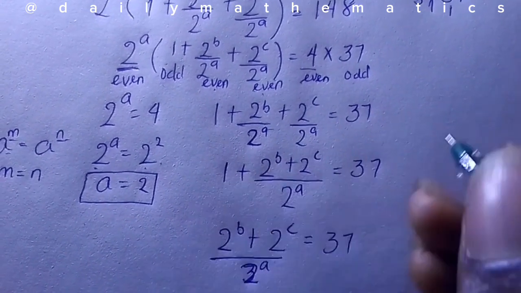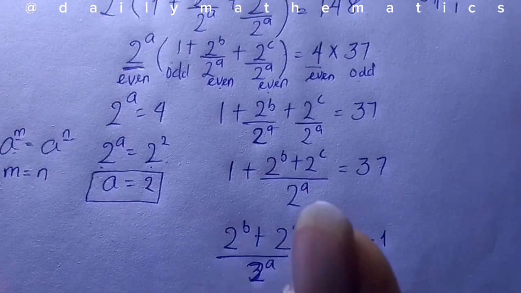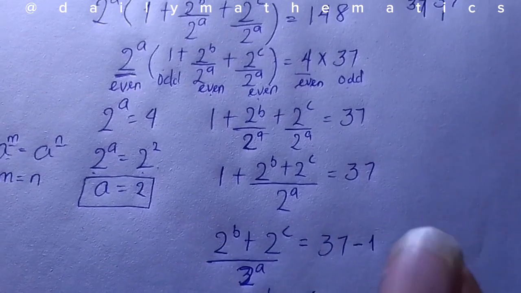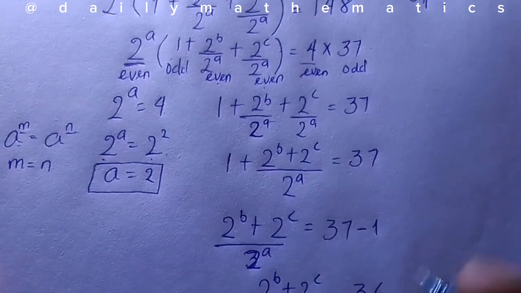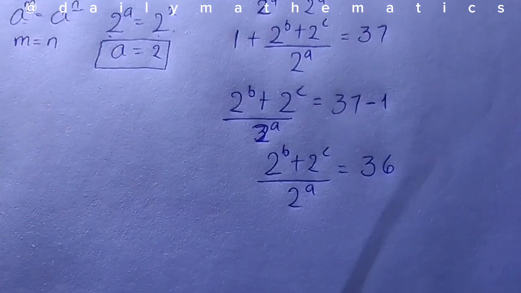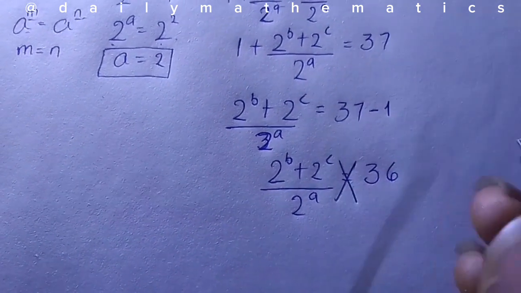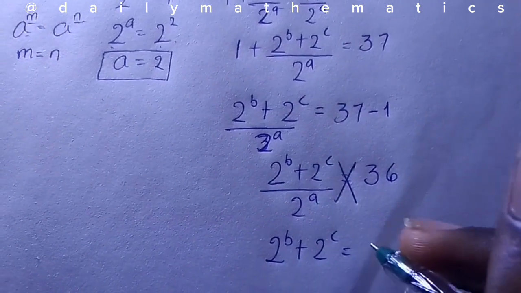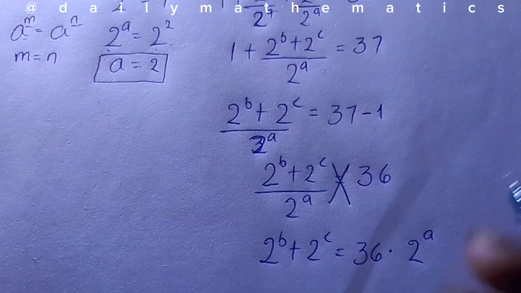Now this is plus 1. When it crosses over to this side, it changes to minus 1. So 2 raised to the power of b plus 2 raised to the power of c over 2 raised to the power of a is equal to 36, because 37 minus 1 is 36, right? So what's the next thing we're going to do in this situation? Here we'll cross multiply. So we have 2 raised to the power of b plus 2 raised to the power of c equals 36 times 2 raised to the power of a, right?